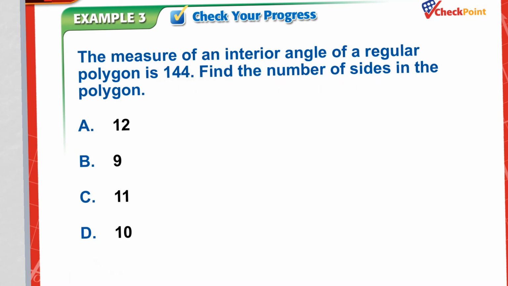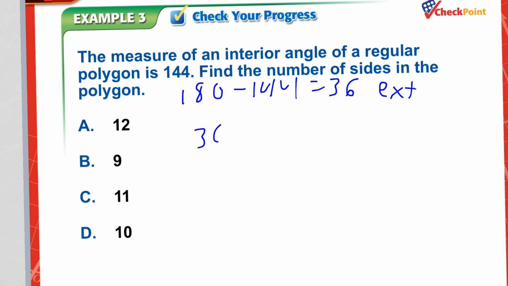The easiest thing: interior and exterior add to equal 180. So I'm going to do 180 minus 144. And that gives me 36. That tells me each of my exterior angles is 36 degrees. So you can take that 360 that the exterior angles add up to, divide by 36, and that tells me I'm going to have 10 sides.